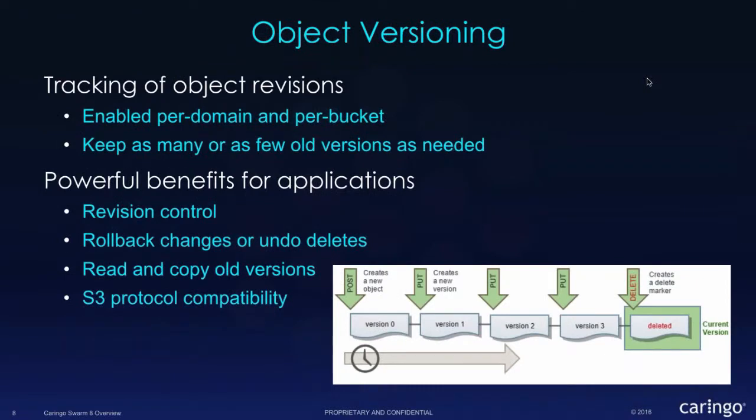So next is object versioning. In the past, and typically in object storage systems, anything that has to do with versioning is sort of left as an exercise to the application to take care of. What we've done in version 8 of Swarm is we've added, inherently, the capability to create and maintain old versions of an object.